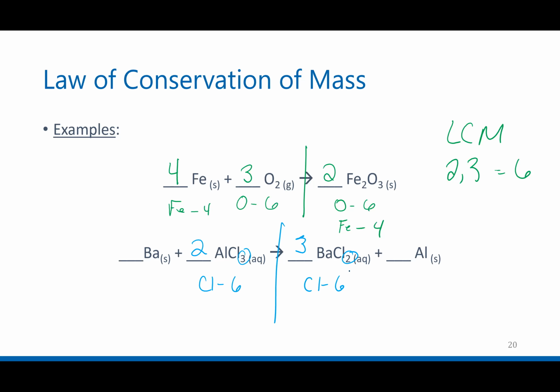Now, these numbers I need to consider. Now I have 2 aluminums on this side, and I only have 1 aluminum over here. So I'll put a 2 in front of the aluminum on the products. Oops, sorry. Okay, and now my barium, I'll put a 3 in front of my barium. So I have 3 bariums. Okay, I have 6 chlorines and I have 2 aluminums.